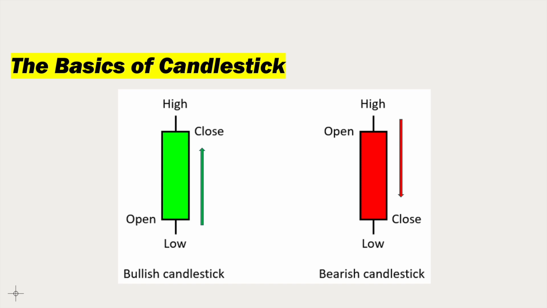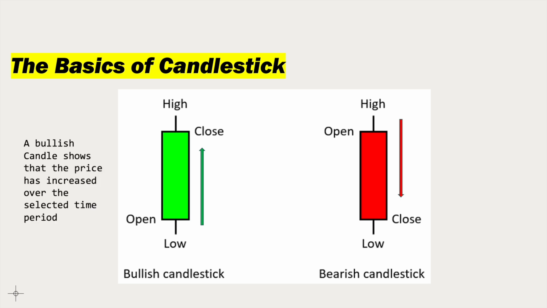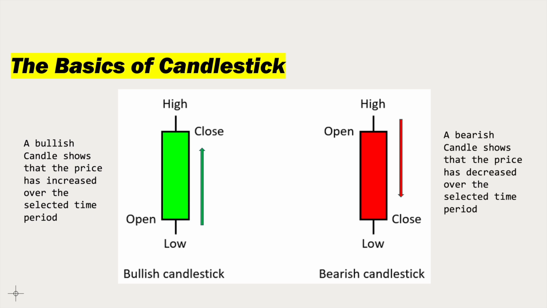So this is a very basic thing that you guys are already aware of, but there are certain terminologies that you should be knowing about, so I'm just going to give a breakup of that as well. A bullish candle, as I've shown, shows that the price has increased over the selection period, and obviously bearish is the opposite of it. It shows the price has decreased over the selection period.